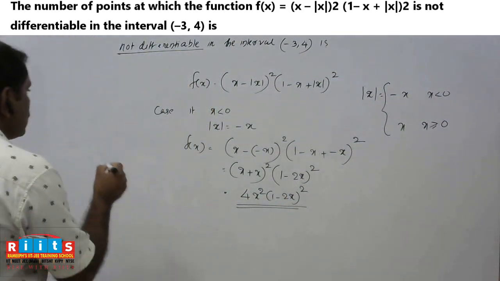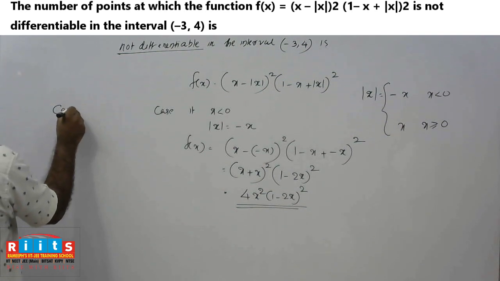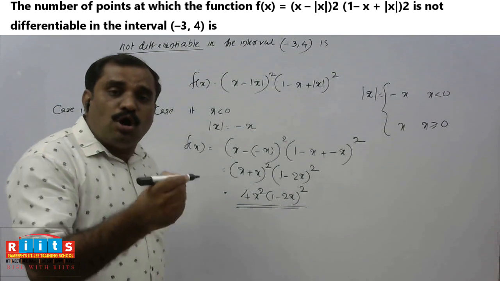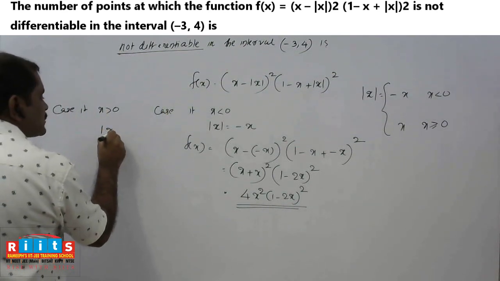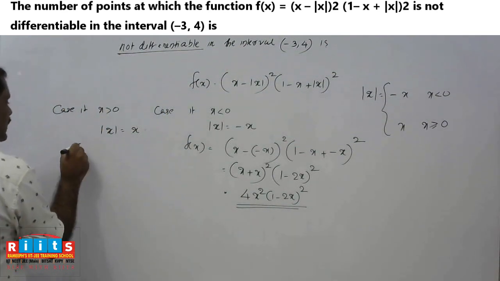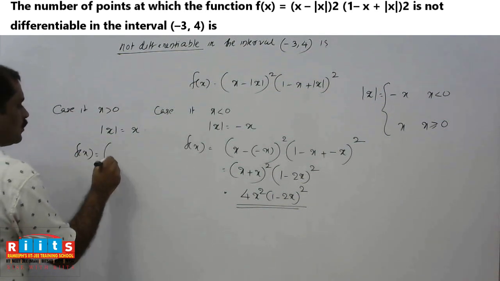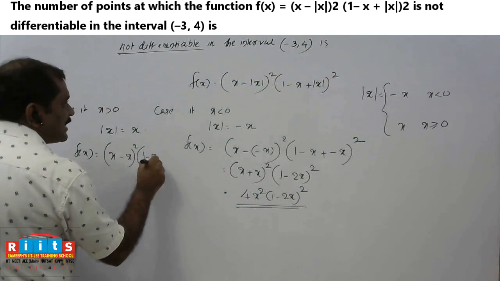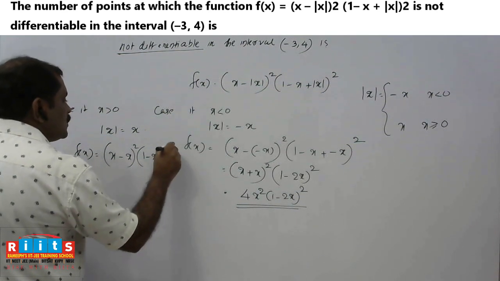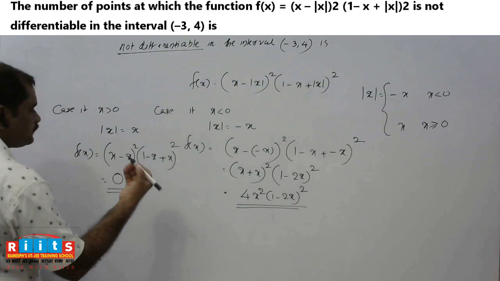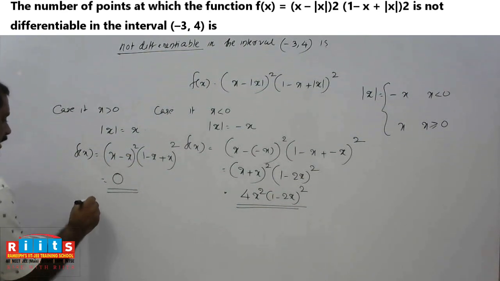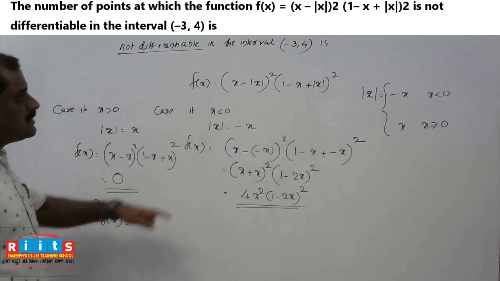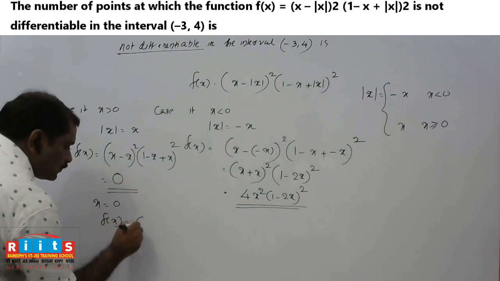Listen here. Case 2, if x is greater than 0, modulus x is replaced by plus x. Then the function becomes f of x equal to x minus x the whole square into 1 minus x plus x the whole square. So f of x is equal to 0. Then if x is equal to 0, the function is always 0.